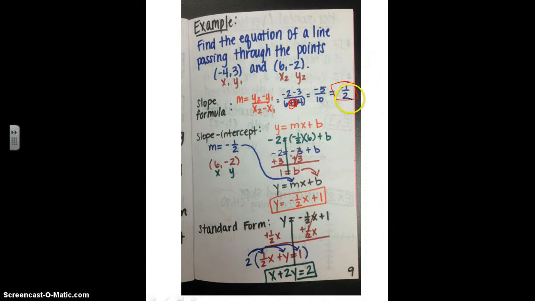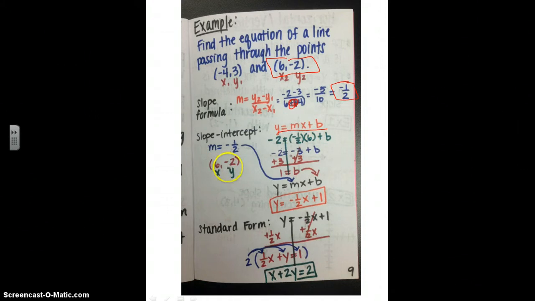So now I'm going to take my slope, and I'm going to pick one of these points up here. Now I chose to pick the point 6, -2. There's no reason why I chose it. I just did. So I'm going to take both of these and plug them into slope-intercept form. Y equals mx plus b.